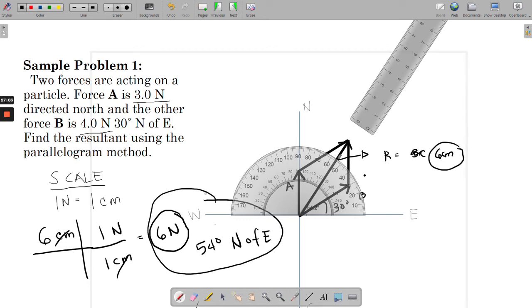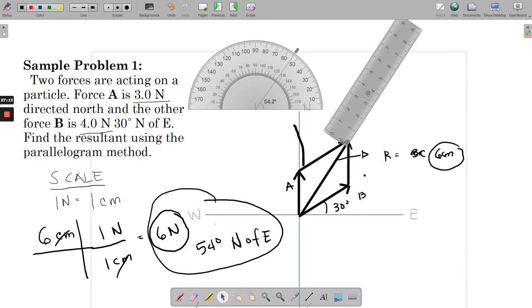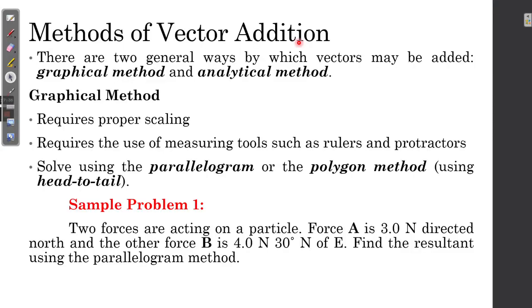So that is what we do in the graphical method. Again, it's a hassle because we need a protractor and a ruler, and it takes a lot of time. What if you have a really long one? It's not very convenient. So what we're going to do now is learn the analytical method, and I'm going to show you how to solve vector quantities using it. Okay, let's continue on.